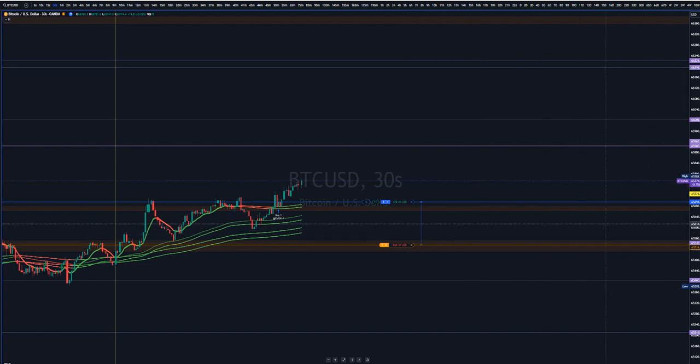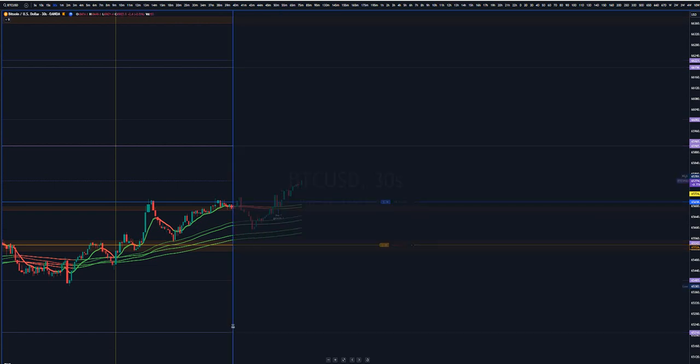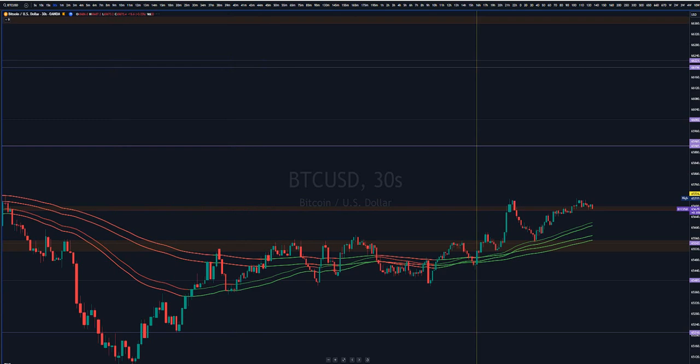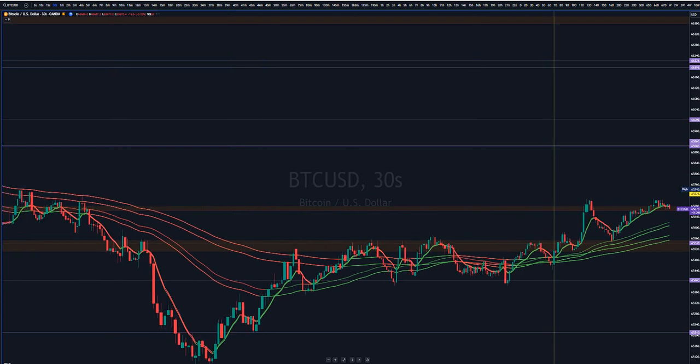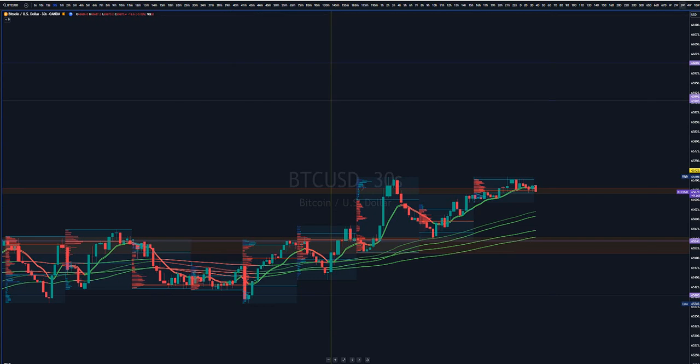Now the last method is for high professionals who are familiar with volume. That's a little bit harder, but it works very, very good. And here we have added volume profiles on a 30-second chart.